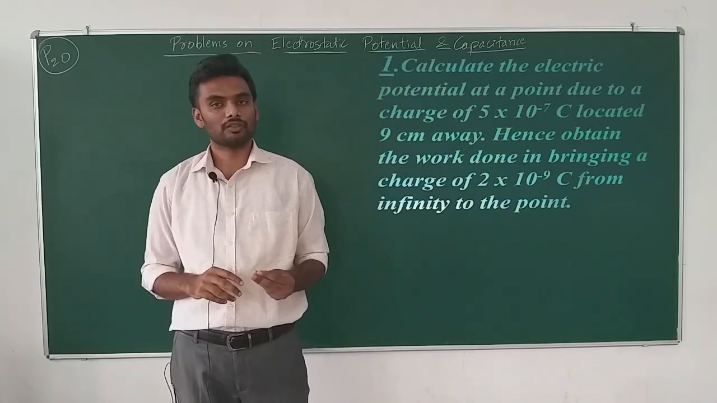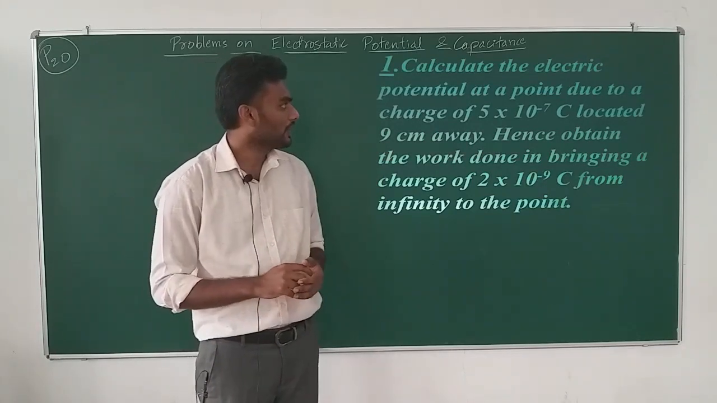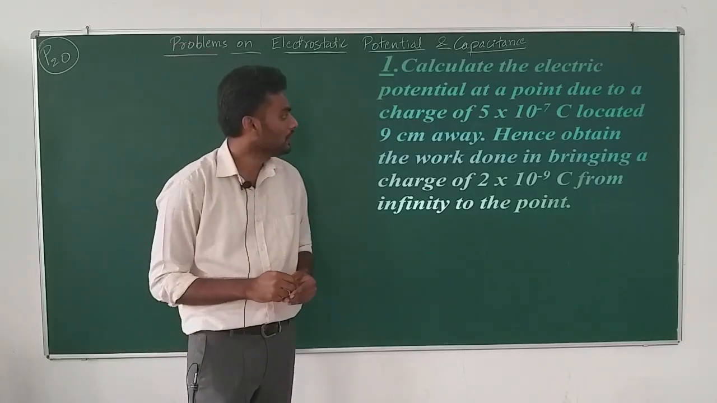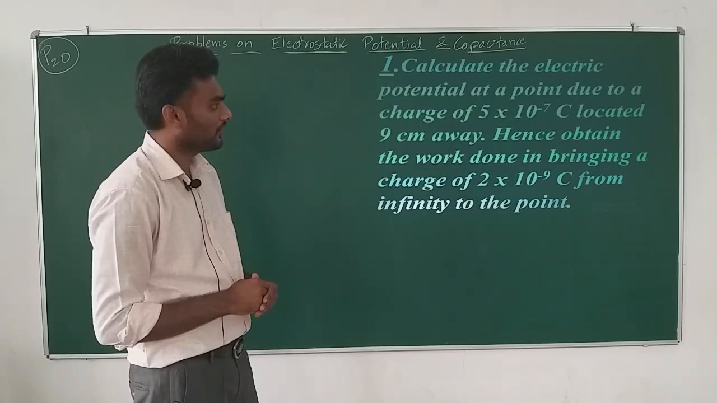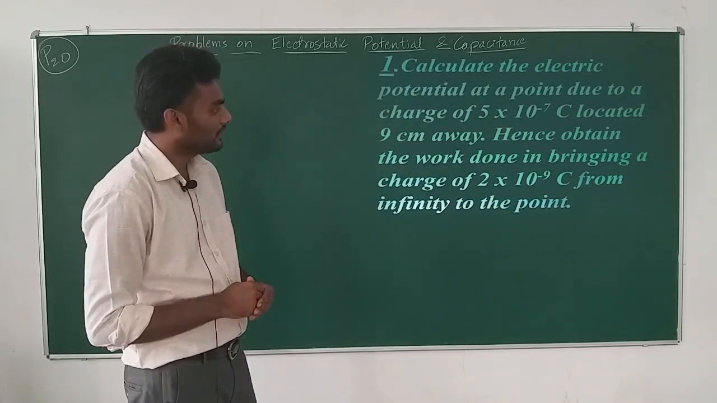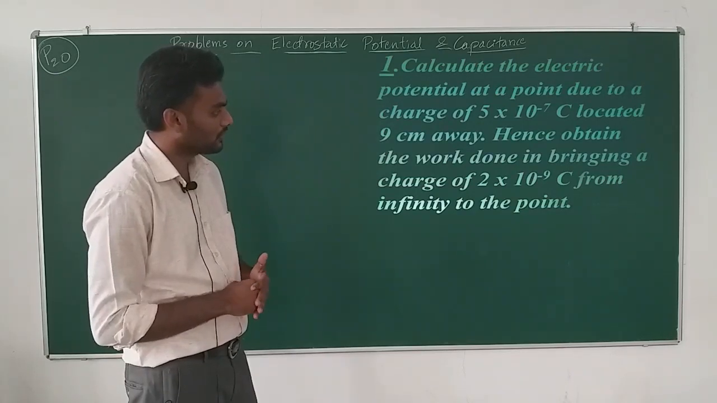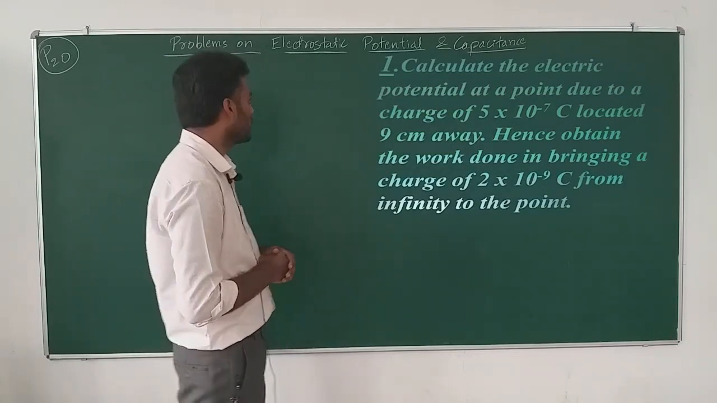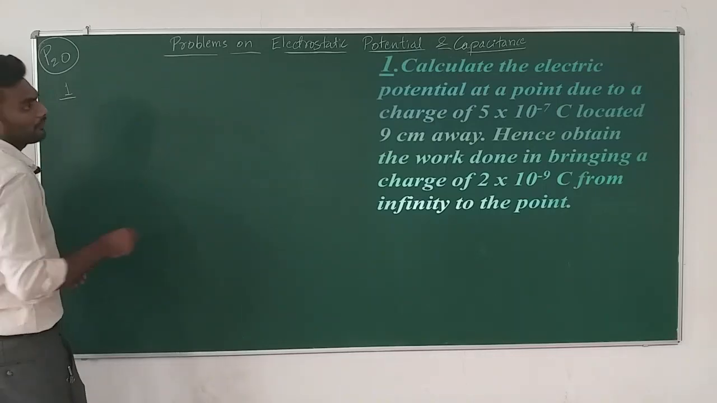Right, let us continue our discussion from the first problem, which is: calculate the electric potential at a point due to a charge of 5 into 10 to the power of minus 7 coulomb located 9 centimeter away. Hence obtain the work done in bringing a charge of 2 into 10 to the power of minus 19 coulomb from infinity to the point. So the solution for the first problem is as follows.